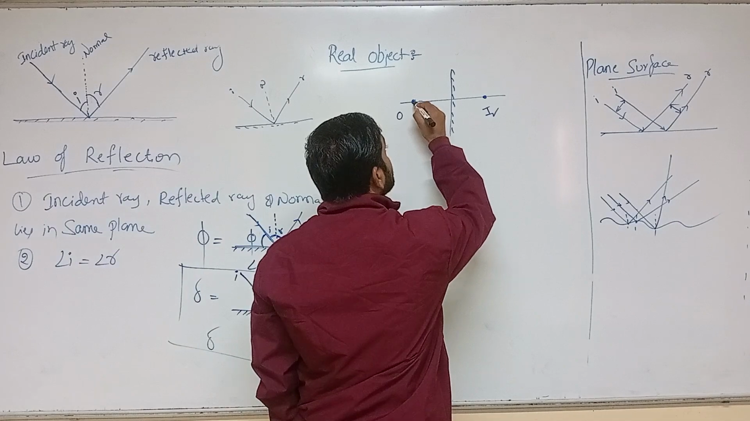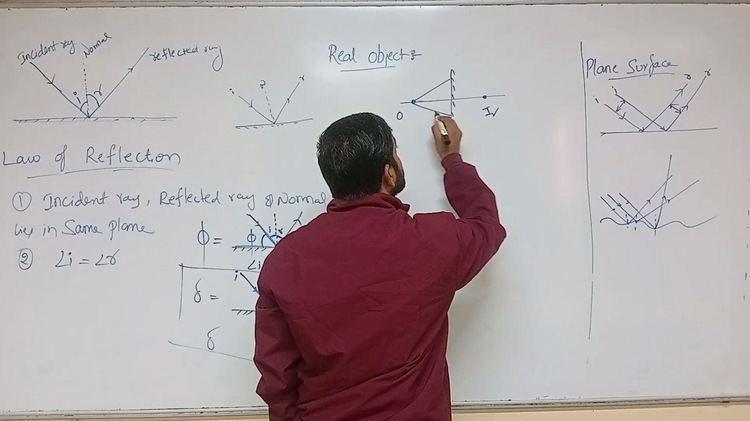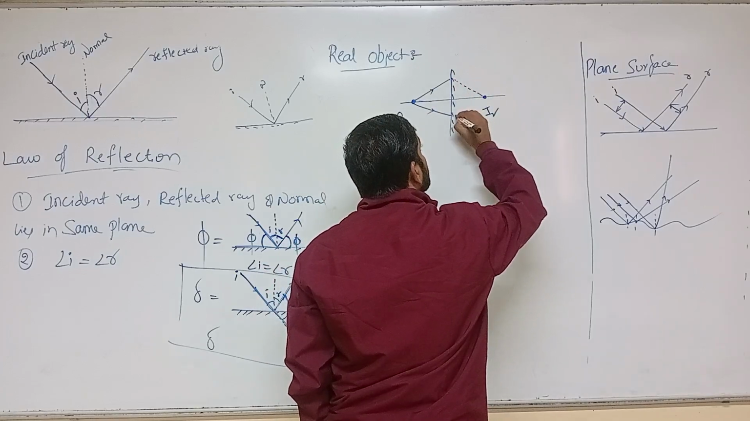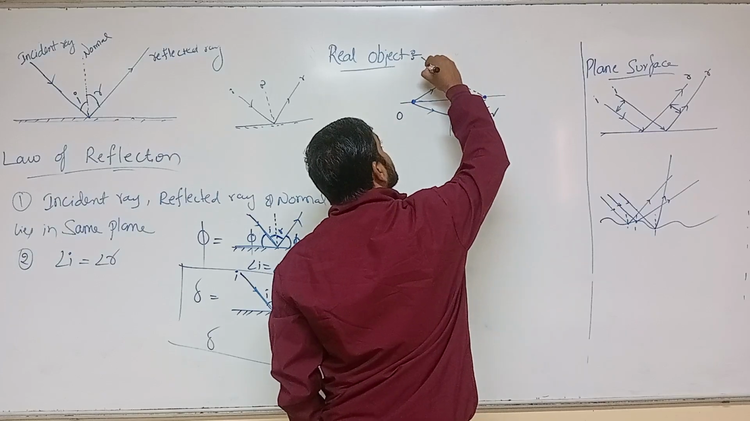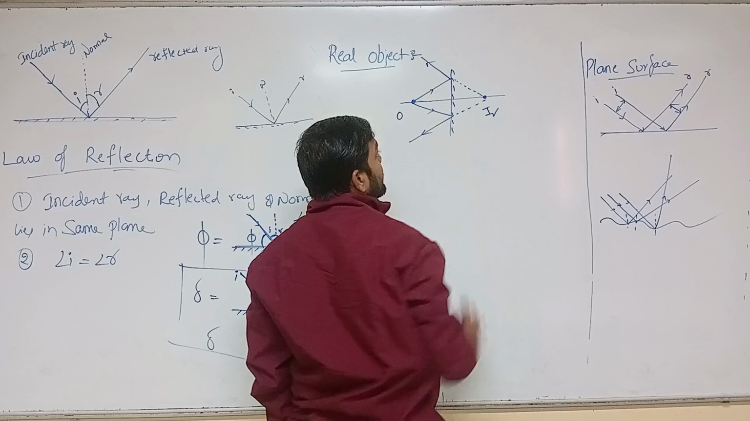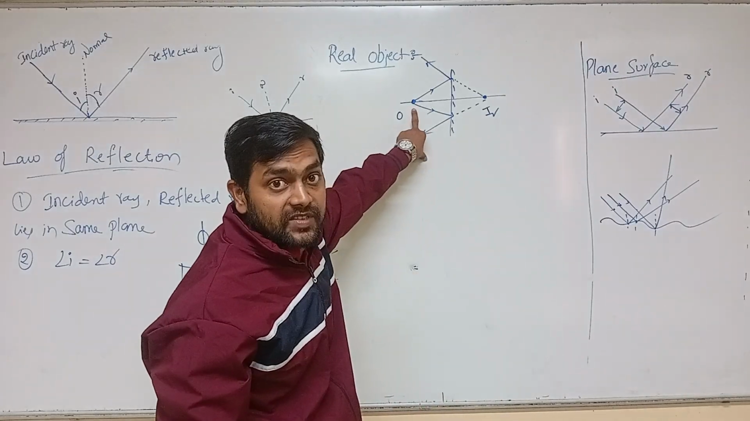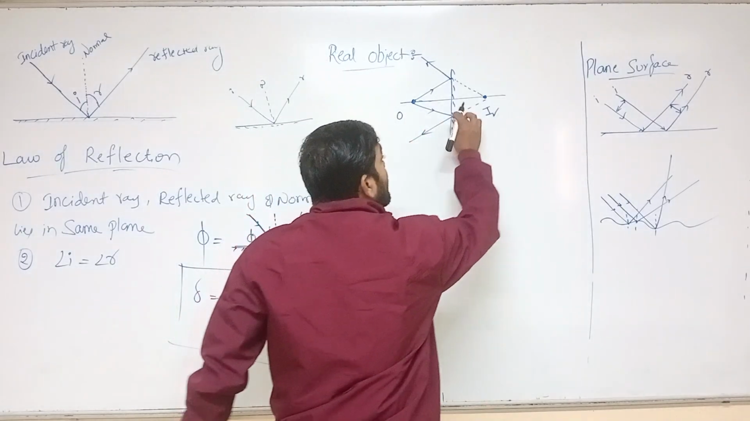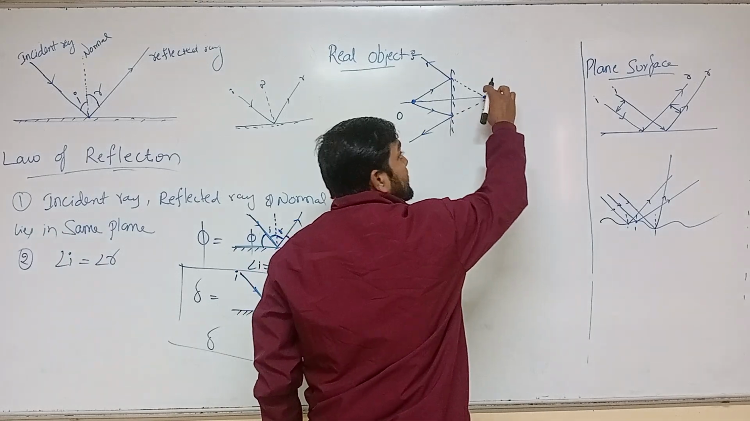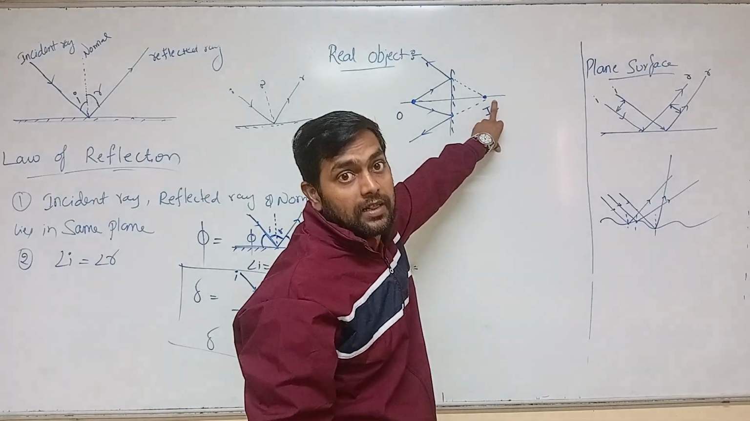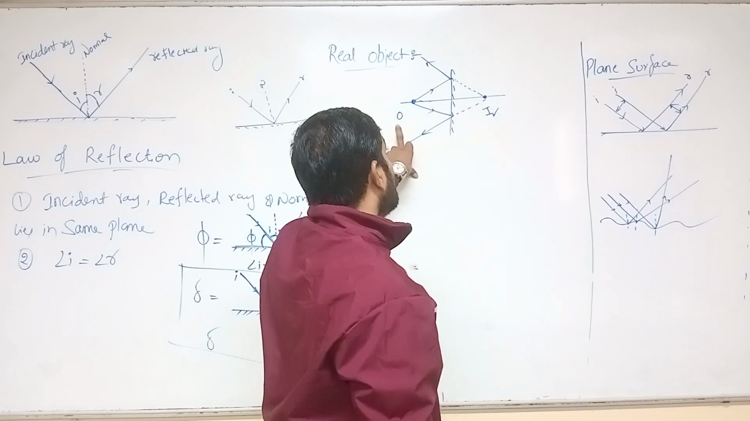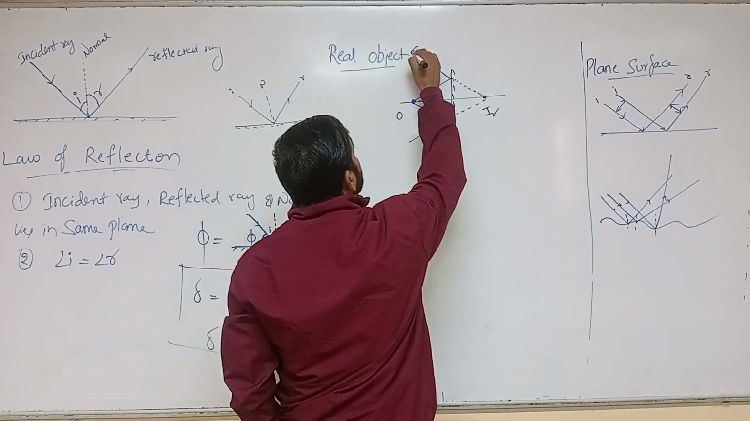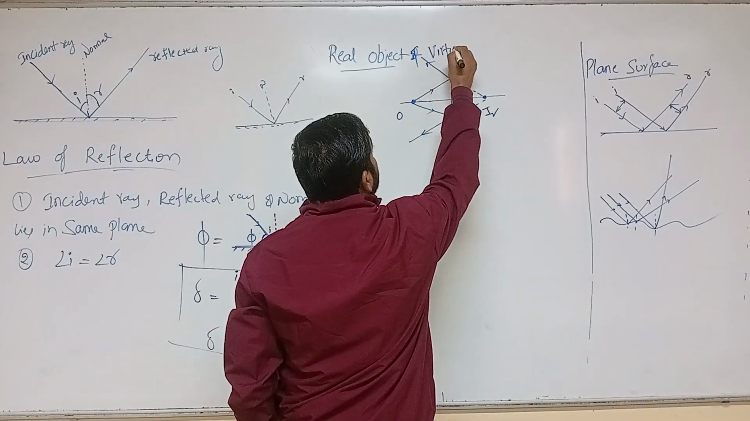So here, let's take it like this. These are incident rays, extended like this. Here what happens? This incident ray is coming and falling here, and after falling, they are taken as incident here. So we can call this the virtual image and this is my real object.